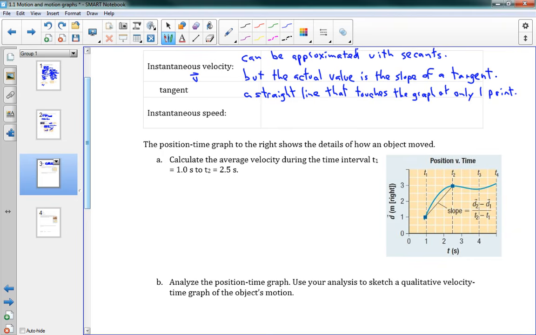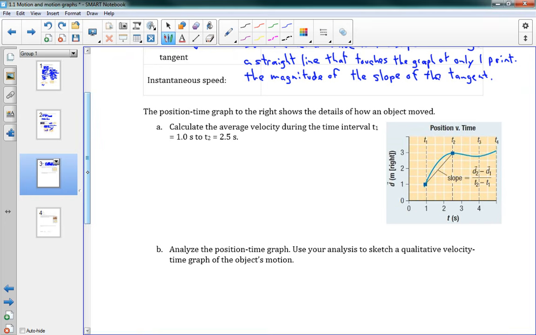Instantaneous speed, just like instantaneous velocity, the way we get that is the magnitude of the slope of that tangent. So that's how we can find the instantaneous speed as opposed to the instantaneous velocity.